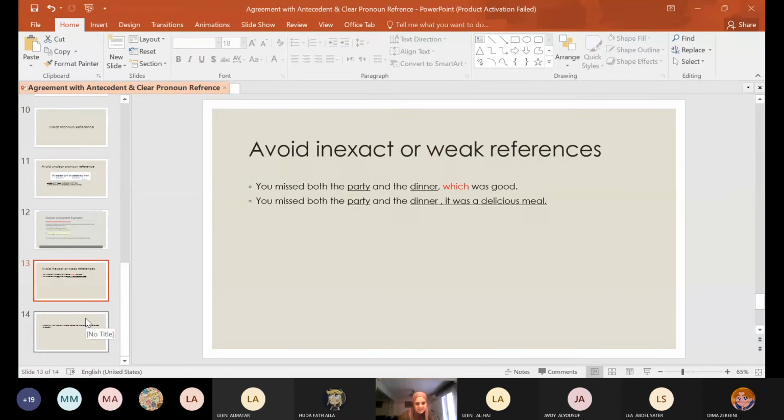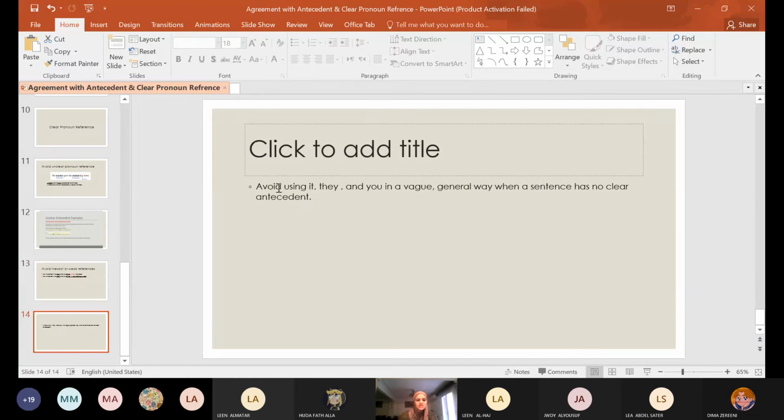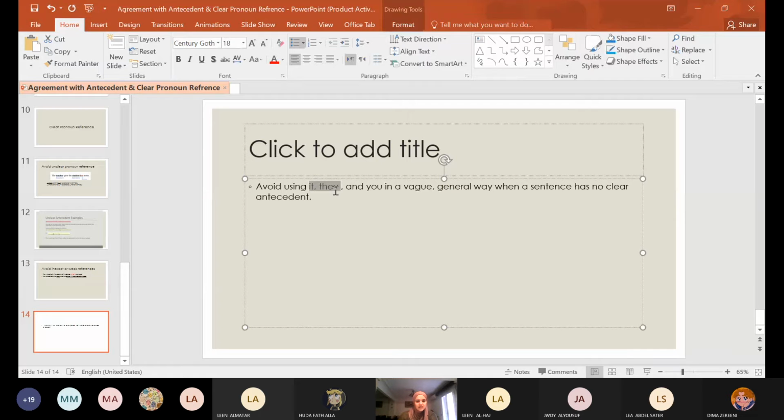The last case: avoid using it, they, and you in a vague, general way when a sentence has no clear antecedent. Like what? When I say here, the music was so loud.